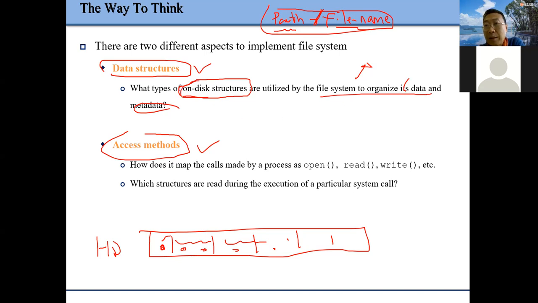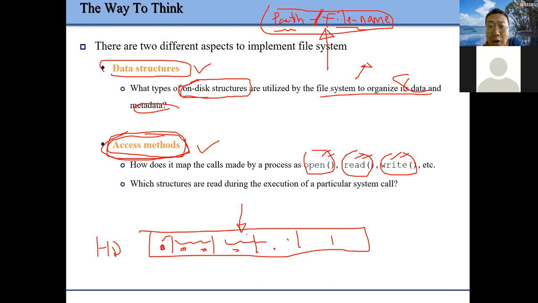What is the on-disk structure, so we can organize our data and the metadata to provide this service? Second, for the access method, our algorithm, we want to provide system calls to the user. Remember, we want to provide open, read, and write. Then how do we provide those services, based on those data structures, so the user can really use the path and file name to find the corresponding data stored on disk? That's what we try to solve.